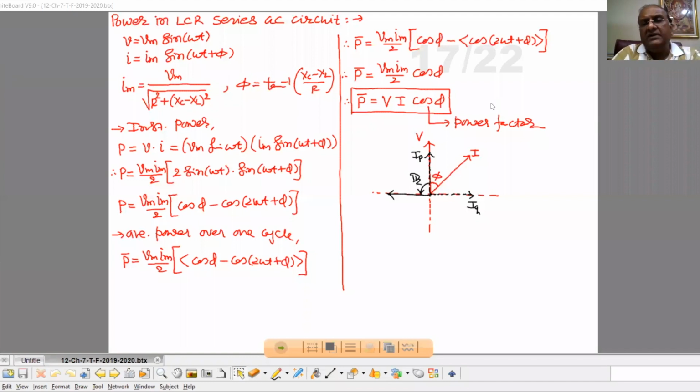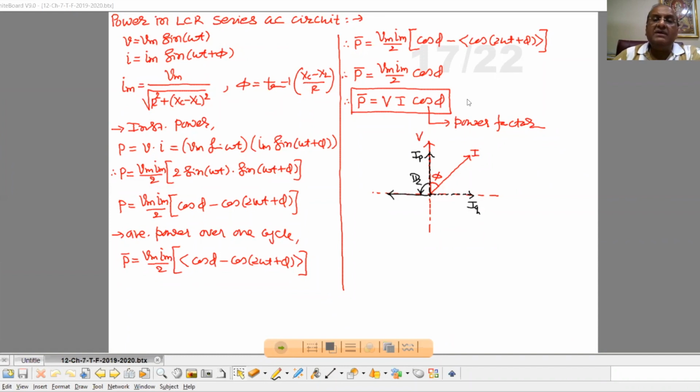Okay. Now see here. Suppose the circuit is only the resistive circuit. It implies that inductor and capacitor are not connected in the circuit. So in that particular case, the phase difference between voltage and current, that is 0. So cos 0, that will be equal to 1. So in that particular case, the power dissipation, that will be maximum.